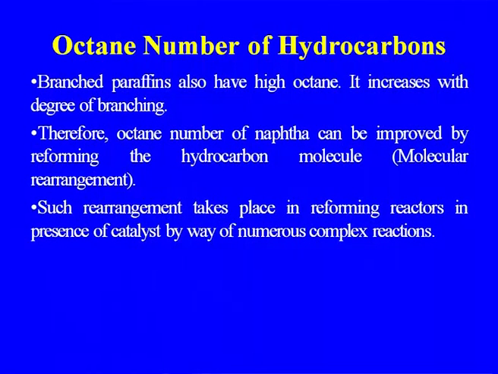Branched paraffins also have high octane number. It increases with the degree of branching. So that's why we convert straight chain to more branched chain paraffins, and this is what happens in some of the reactions, converting linear to branched chain. Therefore, the octane number of naphtha can be improved by reforming the hydrocarbon molecules, that is, molecular rearrangement of the various constituents present in the naphtha. Such rearrangement takes place in reforming reactors in the presence of a catalyst by way of numerous complex reactions, because a large number of reactions take place during the catalytic reforming process.